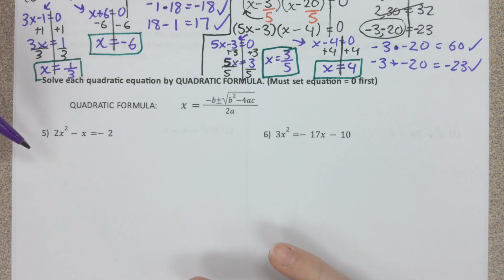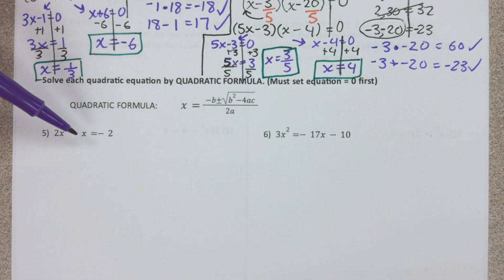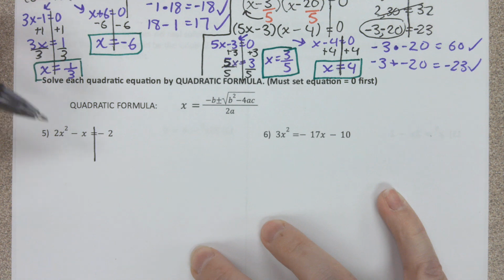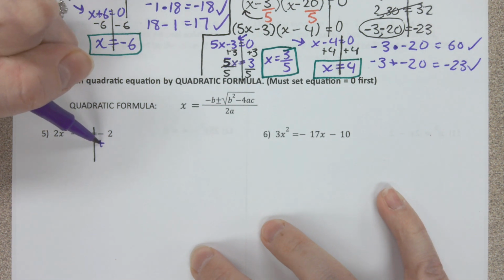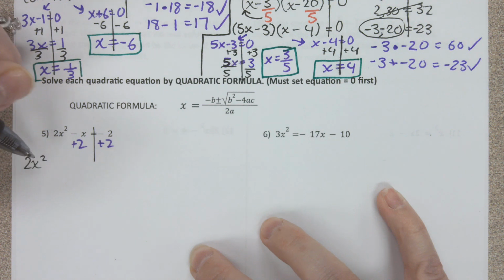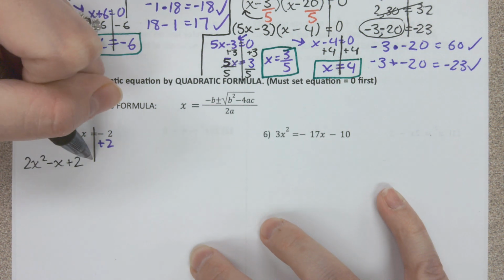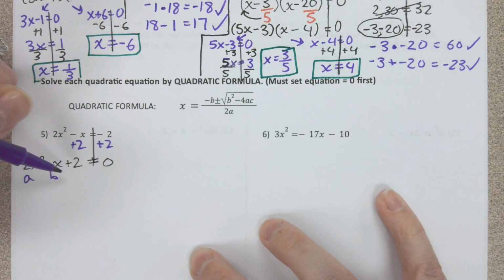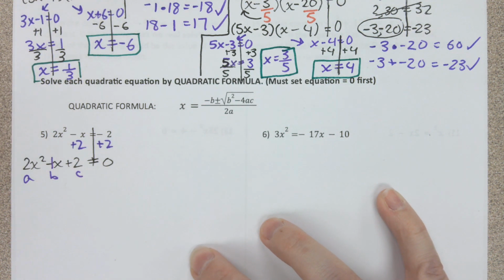So, number 5, 2x squared minus x equals negative 2. Just like all the other problems, we have to get it equal to 0 before we can start. So, this negative 2 has to come over here. That's a minus 2. I'm going to plus 2 on both sides. 2x squared minus x plus 2 equal to 0. Again, don't actually combine any terms here. We have no like terms. Now we label a, b, c, where this is a negative 1 for the b.